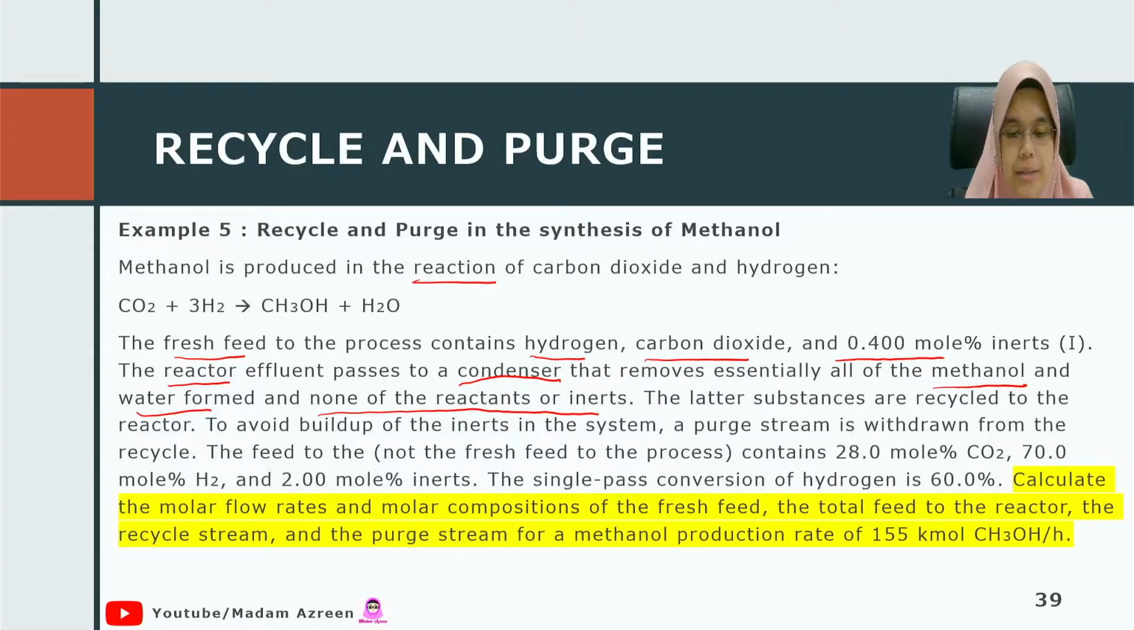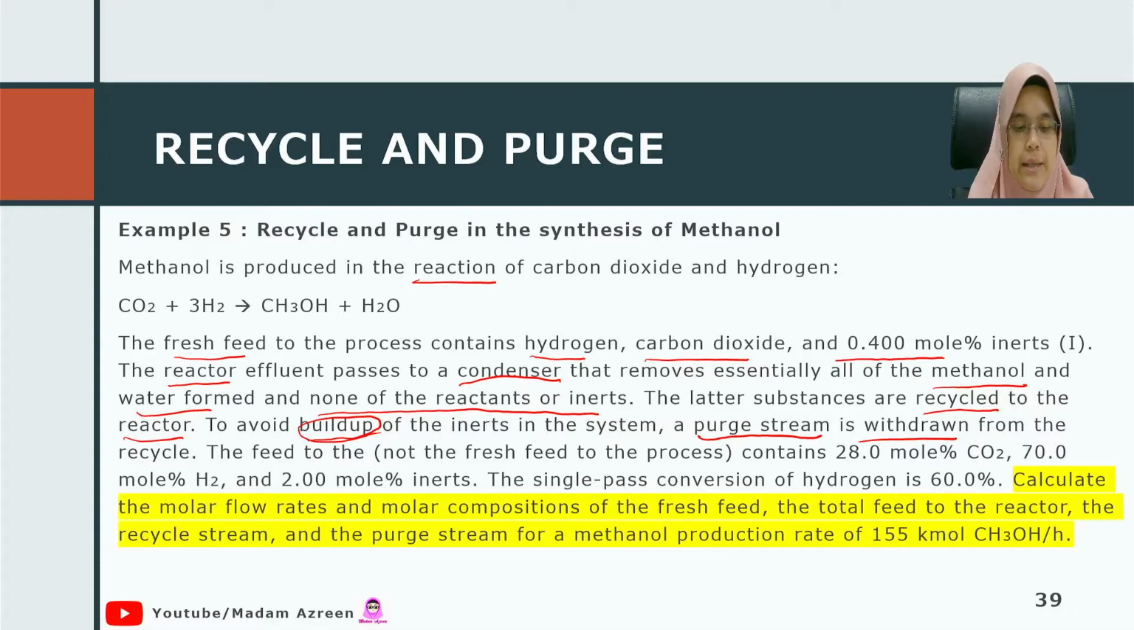Okay, and then the unreacted substances are recycled back to the reactor to avoid buildup. Okay, that is what I'm talking about just now, to avoid buildup, meaning to say we don't want, after a long time of recycle, the inert value to increase in the system, because it will disturb the system. Okay, a purge stream is withdrawn. We need to do a purge stream.